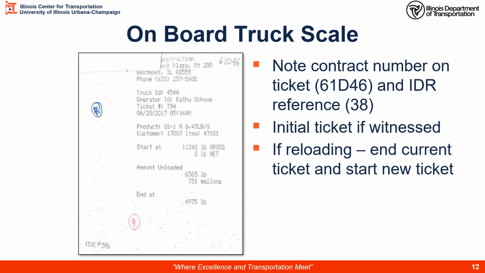Here's an example of the onboard scale ticket that you would receive. Notice it has a truck ID number, some information, date, product that's in the truck. They have the internal customer number. In this case, the RE has placed the contract number on the ticket. Also, the IDR is noted on the ticket. And if it was witnessed, initial that.